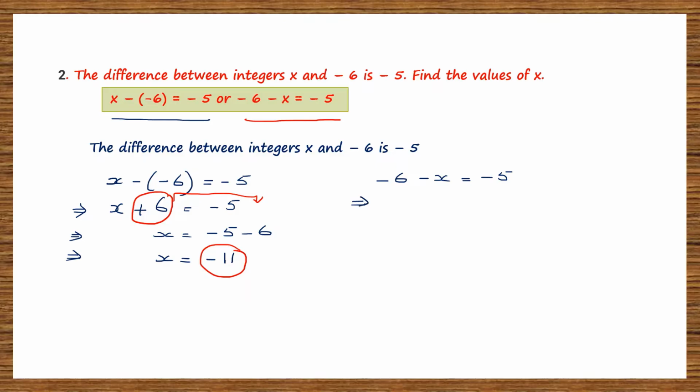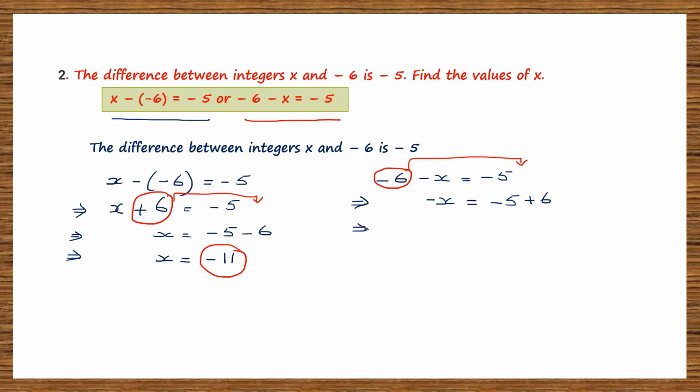So what am I going to do? I'm going to keep only minus x on the left hand side. On the right hand side I have minus 5. Now I'm going to transpose this minus 6 to the right hand side. So that will become plus 6. So let me write that plus 6.